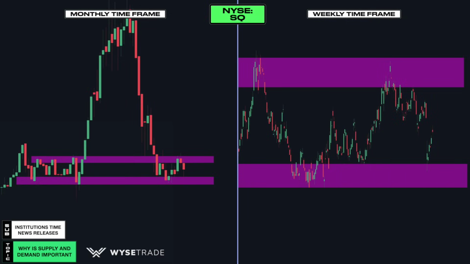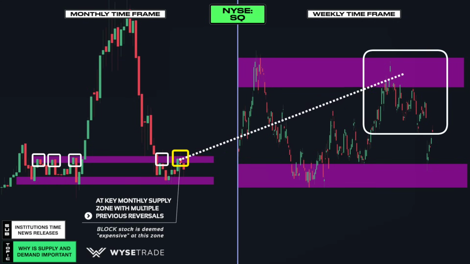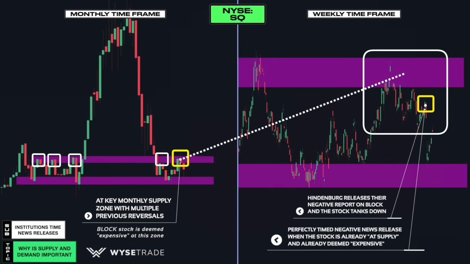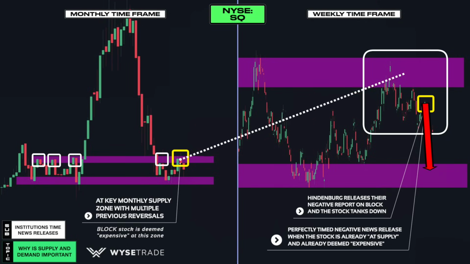On the left is the Block stock monthly timeframe, and on the right is the Block stock weekly timeframe. The Block stock is at a very key monthly supply zone, meaning price is deemed expensive by the market. This area here, where price is at, is this same area here on the weekly timeframe. So then what happens next? Hindenburg goes on to release their negative damning report about the shady dealings of Block, and the stock tanks downwards, netting short sellers an easy profit.